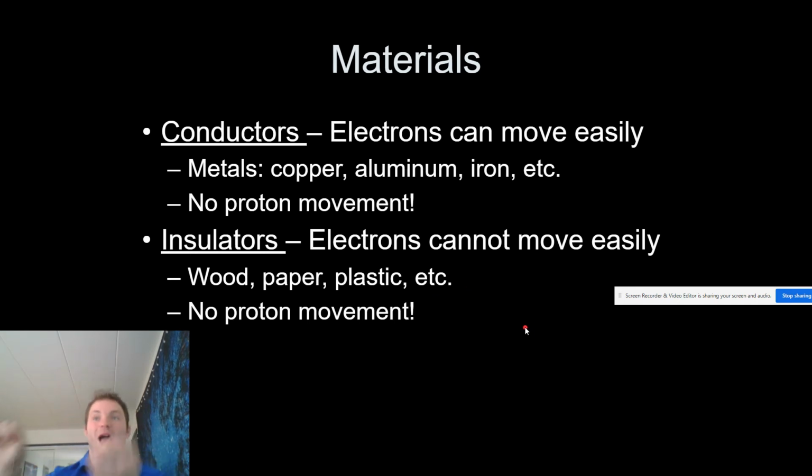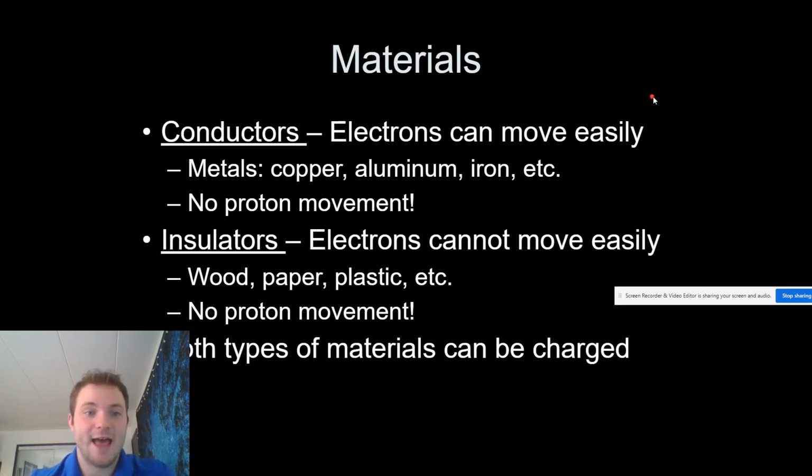So usually you'll have a metal wire with a plastic casing. That way the electrons can move easily through the wire, but can't move outside the plastic casing. So conductors versus insulators. That's this slide.